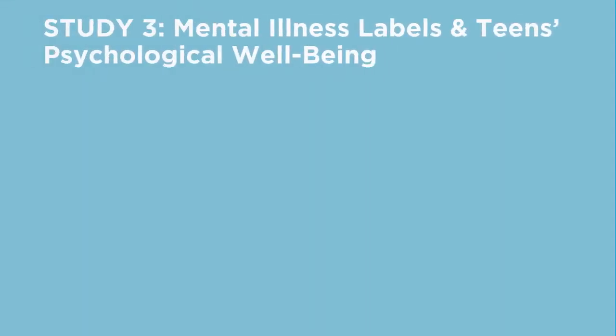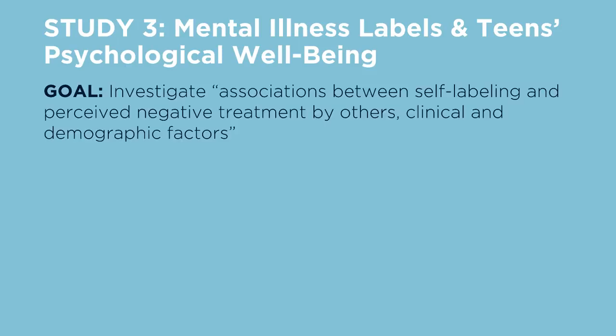Our last example is about self-labeling among adolescents with mental disorders, or the impact of mental illness labels on teens' psychological well-being. According to the article, the goal of this study was to investigate associations between self-labeling and perceived negative treatment by others, clinical and demographic factors. The researchers had the hypothesis that many teens wouldn't self-label, and those that did would have worse psychological well-being.